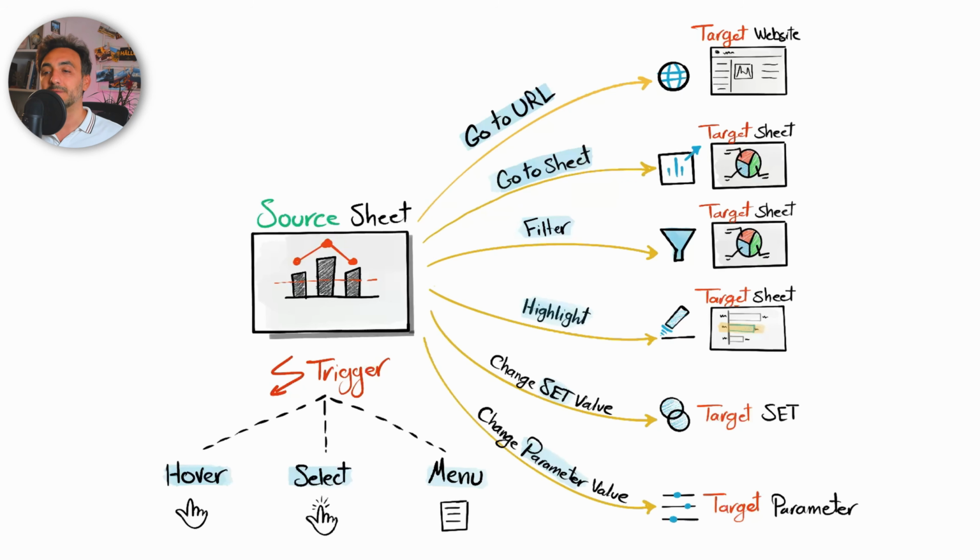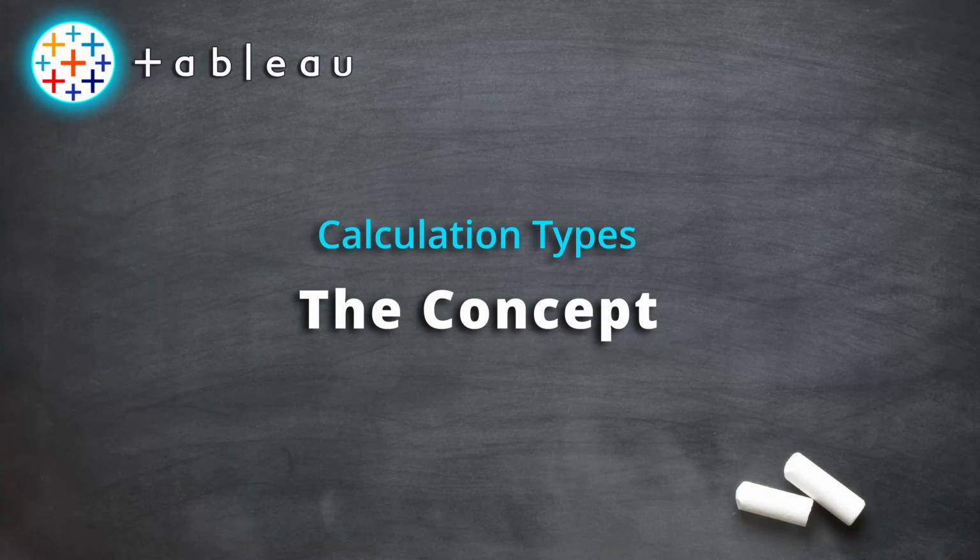So as you can see, it's really easy. We have to define the source sheets, we have to define the trigger, and then we can define what can happen once the action is triggered.